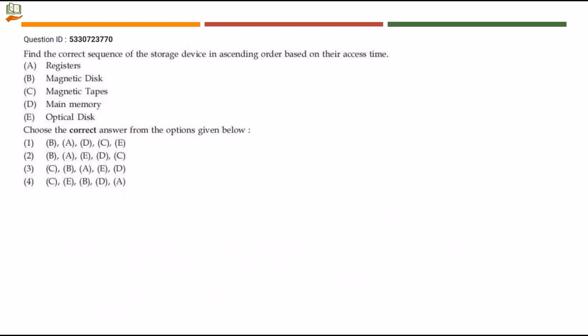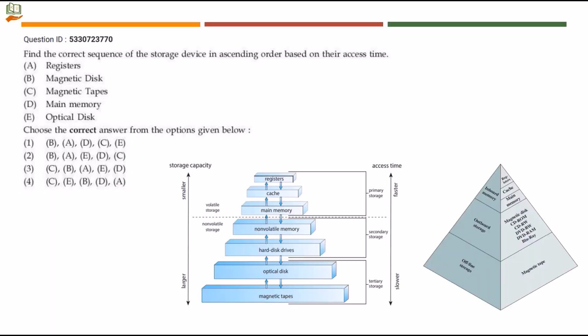Next question. Find the correct sequence of the storage device in ascending order based on their access time. I have two diagrams for this. One is taken from the operating system reference book and another one is taken from computer system architecture reference book. If we see both these diagrams, we can understand that the storage capacity is small in the top level and it is getting larger when we go down the level.